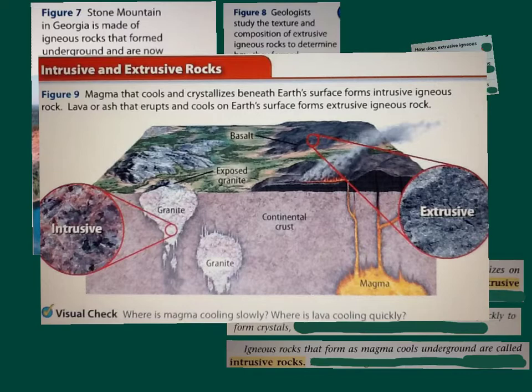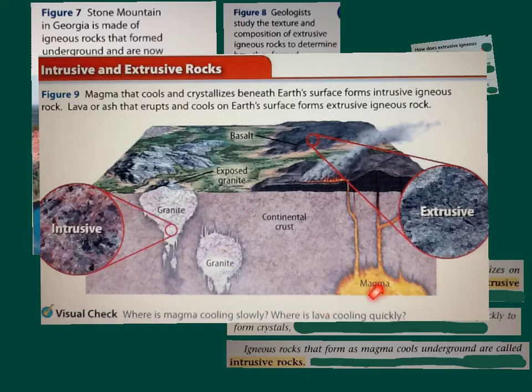So let's quickly take a look at this picture, this Figure 9 that was just referred to. Magma that cools and crystallizes beneath Earth's surface forms intrusive igneous rock. Lava or ash that erupts and cools on Earth's surface forms extrusive igneous rock. So the question I have for you is, where is magma cooling slowly in this photo? If you take a look right here, I would say that would be where magma is cooling slowly. It's cooling slowly underground in the body right here.